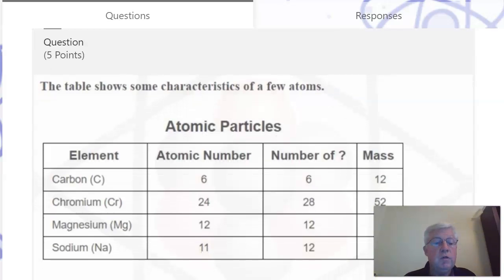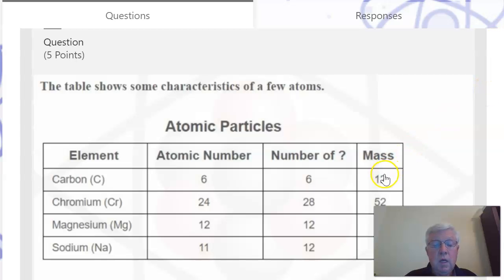Number 11. Ooh, I get to look at a chart first. The table shows some characteristics of a few atoms. So carbon has an atomic number 6, and then it has 6 something. It's not telling us what it is. And then it has an atomic mass of 12. And then chromium has an atomic number of 24. So when you look at it on a chart, it's number 24. And it's got how many of something? 28. And it's got a mass of 52. Well, I'm starting to gather that this column right here is the number of neutrons.